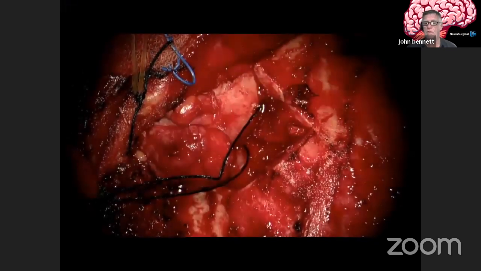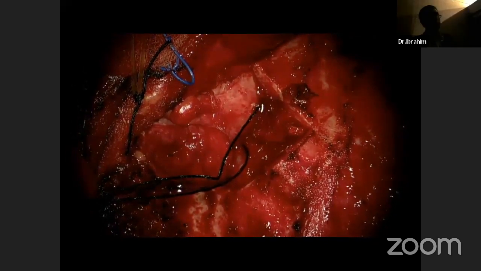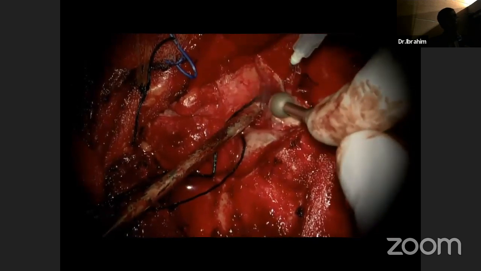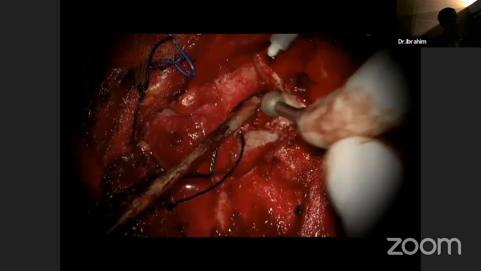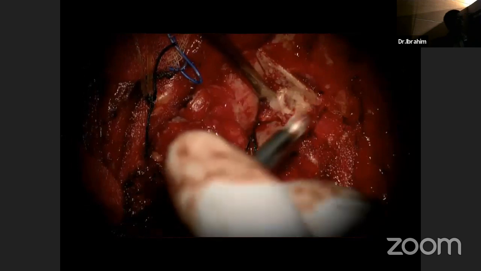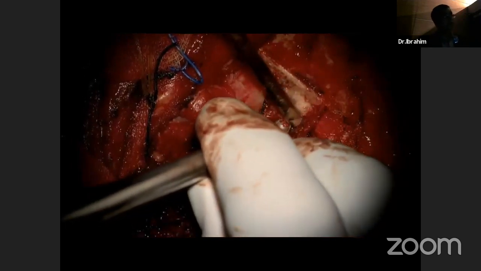Okay, very good. Can you hear me okay, Dr. Abraham? Yeah, this is the left orbit. We have done lateral orbitotomy. This is the lacrimal gland. I'm drilling here the suborbital rim to gain more access. He used the diamond drill.